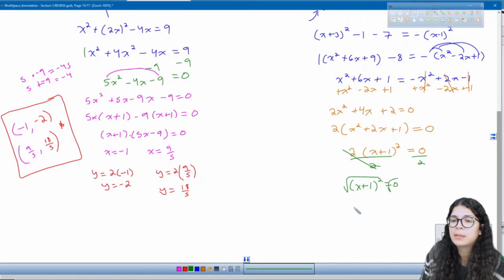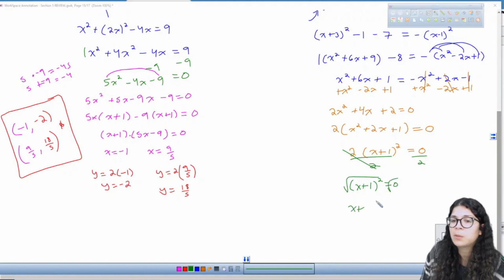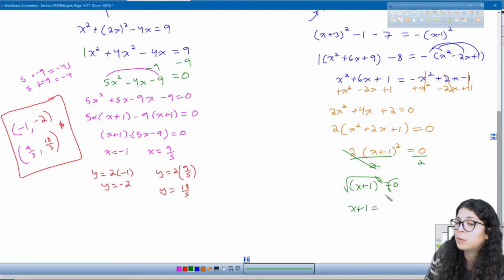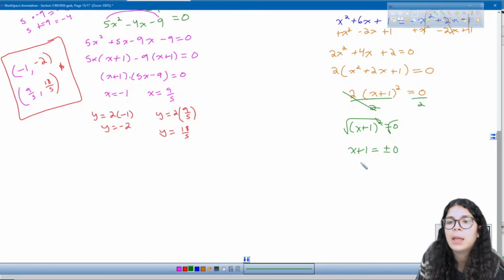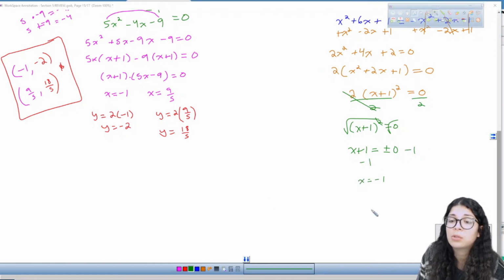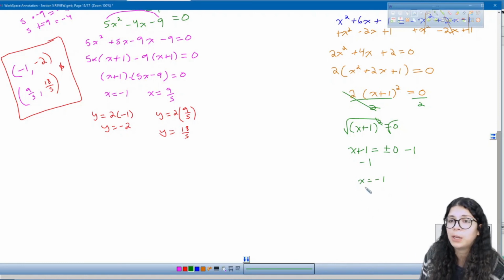Square root both sides. We get x plus 1 equals, remember when we square root both sides, the number results is plus minus, but we have plus minus 0, so that's technically just 0. And then minus 1, so our final solution is just negative 1. So we only have one intersection point here.